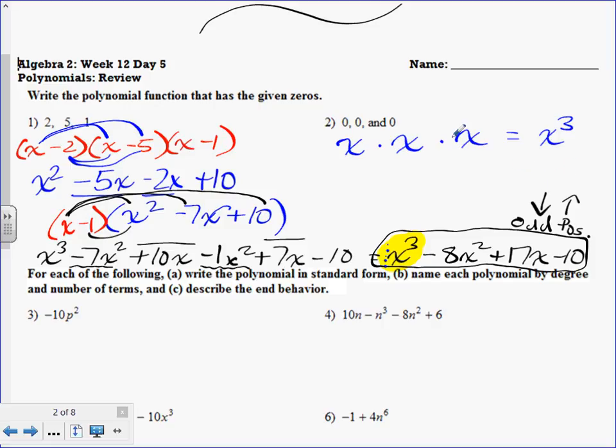Hold on. Someone said 3x cubed. No, you multiply the big numbers. 1 times 1 times 1 is 1. Okay, so it's 1x cubed. You add the exponents. The invisible exponent here is also 1. So 1 plus 1 plus 1 is 3.